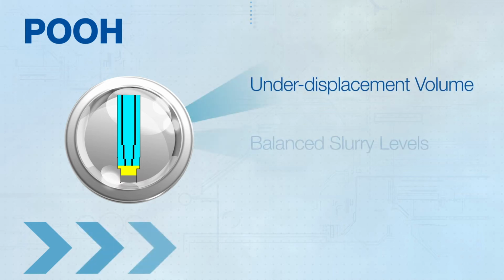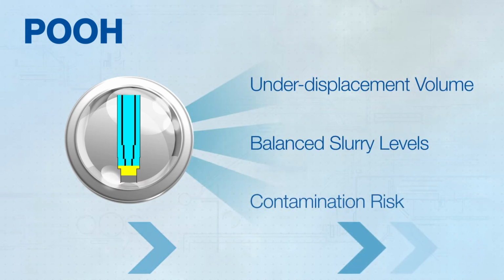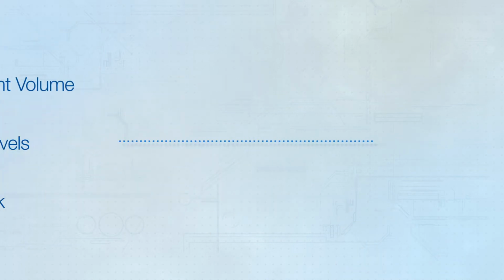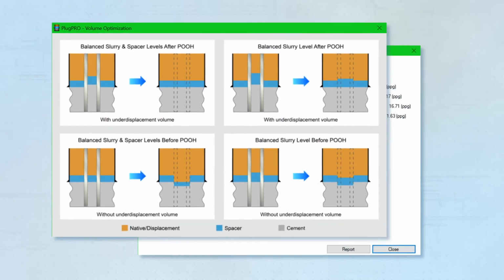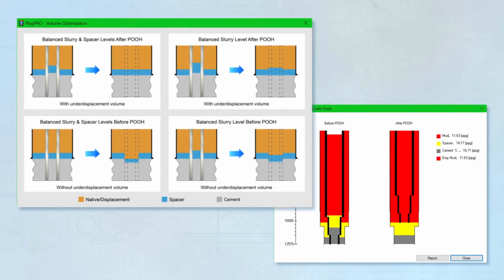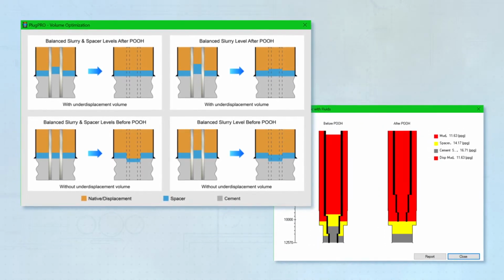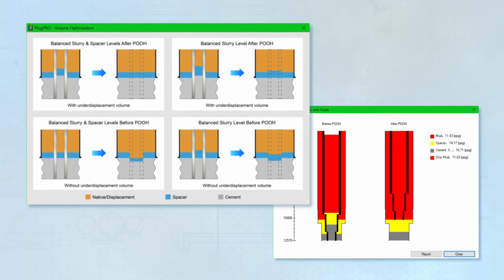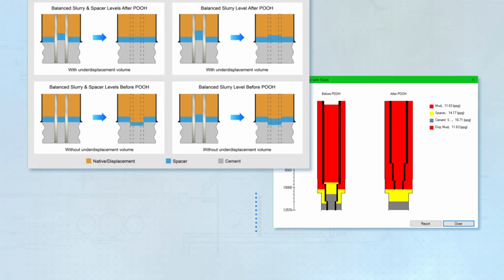PlugPRO calculates and optimizes the required volume of each fluid to minimize cement contamination when the work string is pulled out of hole. The program models four scenarios to automatically calculate the fluid volumes based on the required input data, such as top of cement with or without under-displacement volume. The fluid positions after displacement and pull out of hole can be viewed.